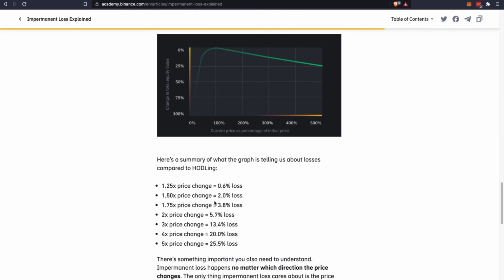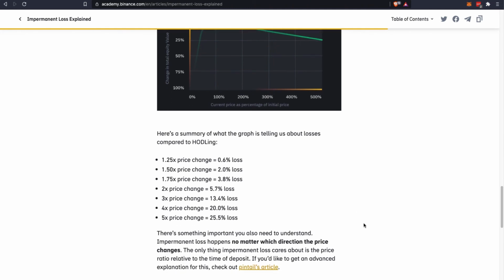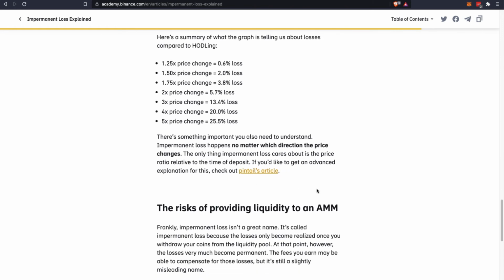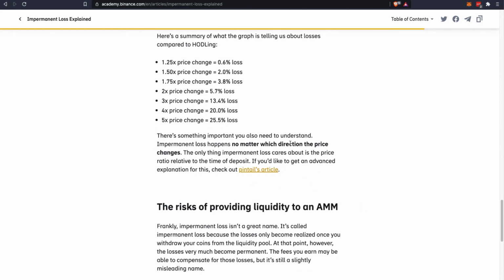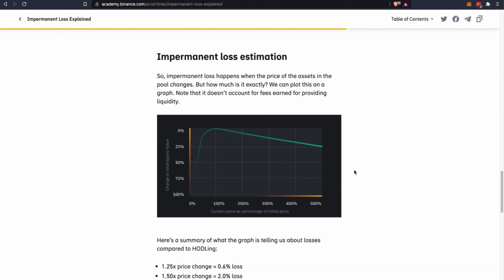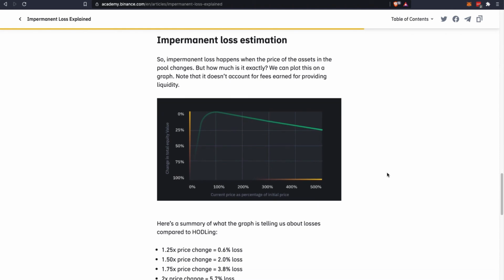And they have this summary here. If the price of a token changes by 25%, an increase of 25%, then there is a 0.6% impermanent loss incurred, and so on and so forth here. So this is something that they want to highlight here. Something important that you need to understand is that impermanent loss happens no matter which direction the price changes. So I feel that this is an important article for more in-depth detail that you should be reading.